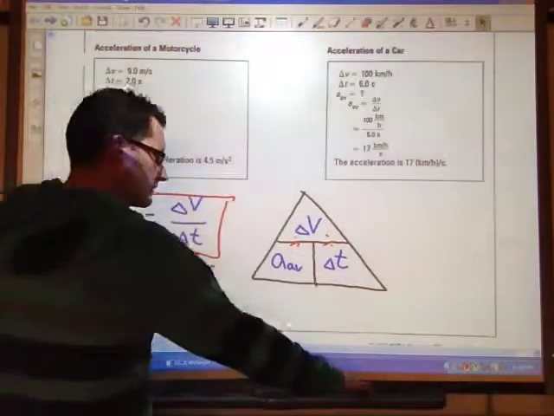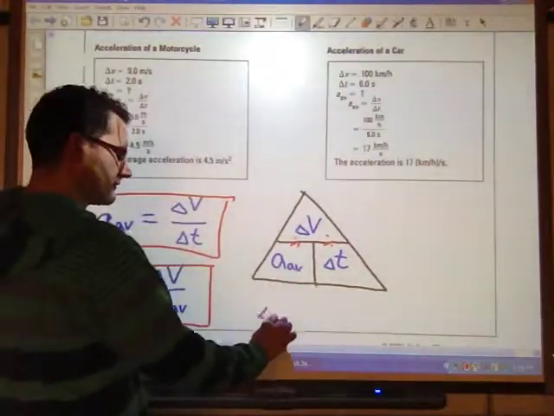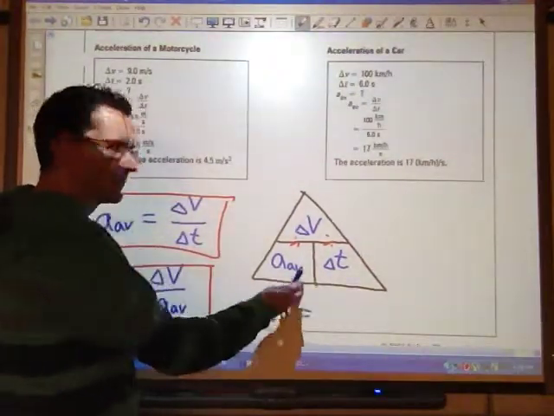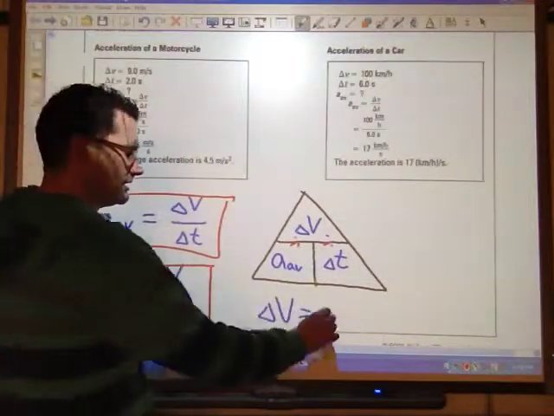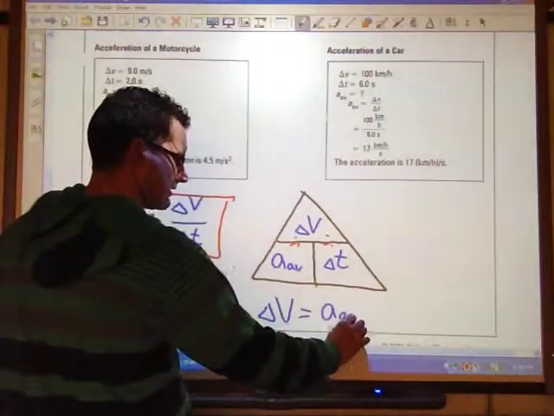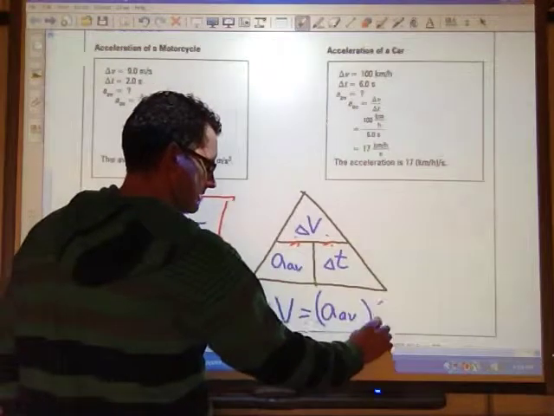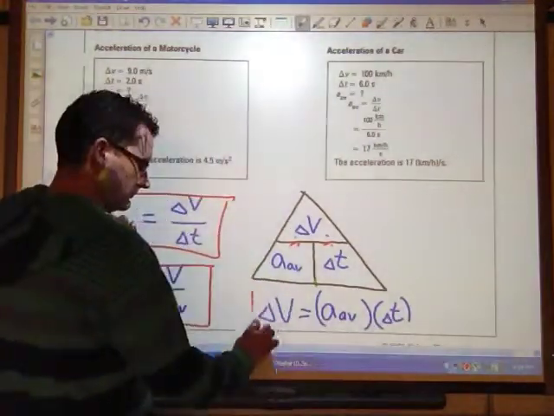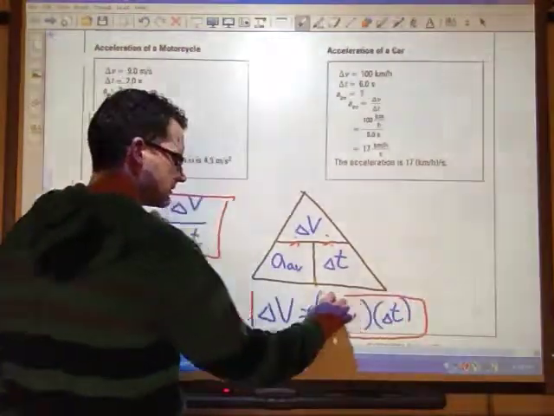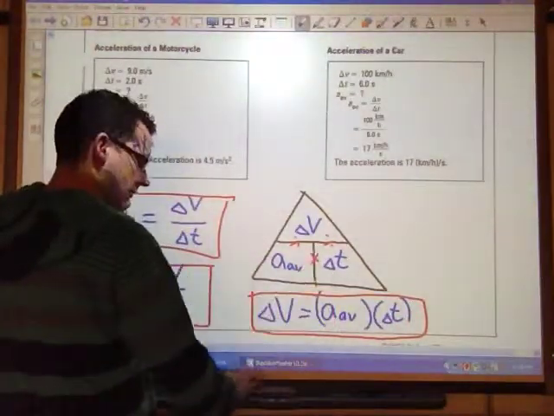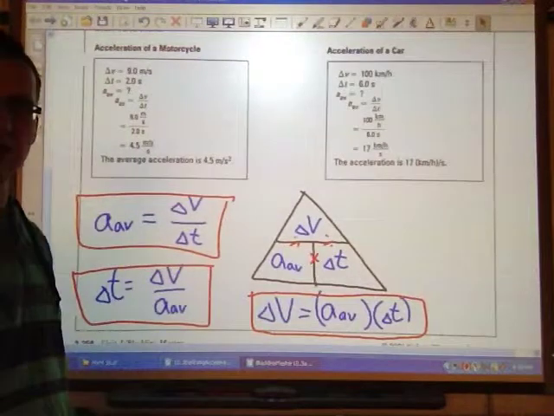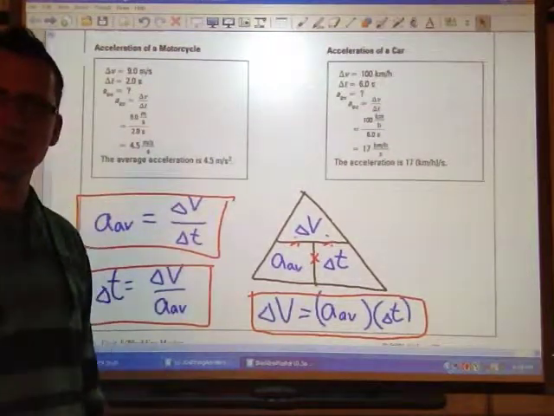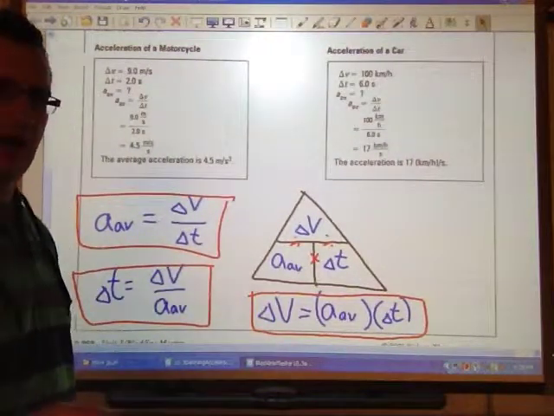And of course the last equation we could have here, if we're looking for v, using the variables that we have left, a and t, they're side by side on the triangle or pyramid, so that indicates multiply. So the last equation there. So very similar to the change in speed formula, except here we're talking about speeding up, slowing down, etc. Average acceleration.